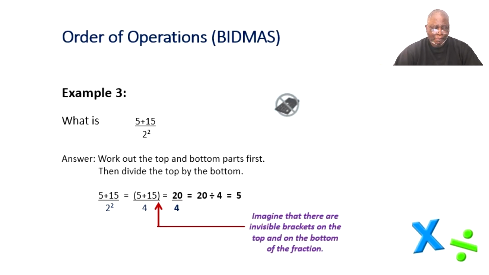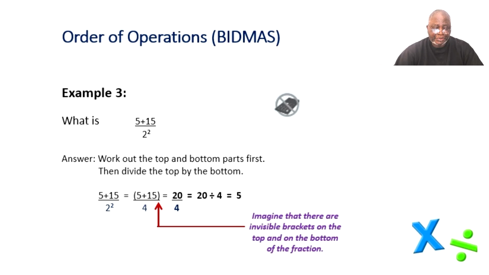Example 3. What is 5 plus 15 divided by 2 squared? When you see a number written like a fraction, it's a division sum. That's what it means. That's why 5 plus 15 is over 2 squared. So apply BIDMAS. 2 squared is equal to 4.